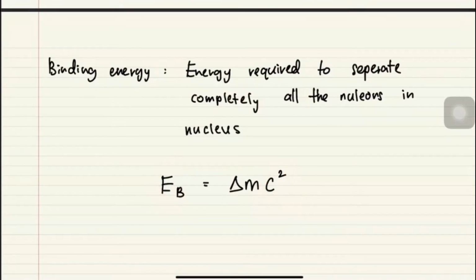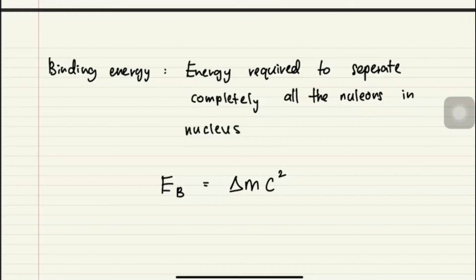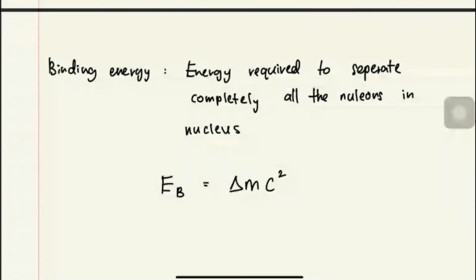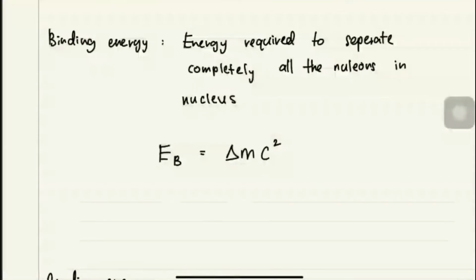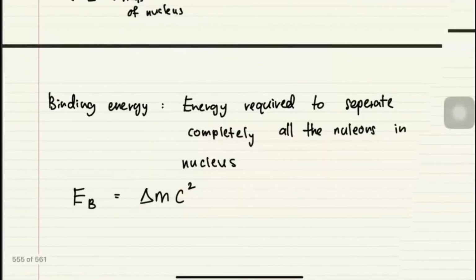So binding energy by definition is energy required to separate completely all the nucleons in nucleus. So nucleons tu tadi adalah proton dengan neutron daripada nucleus dia. Okay, faham ke tidak? Faham, sir. Okay, so delta M ni, actually you have mass defect ni, you can calculate into units. Ada 2 unit kamu boleh kira.